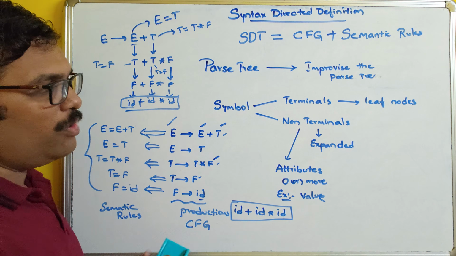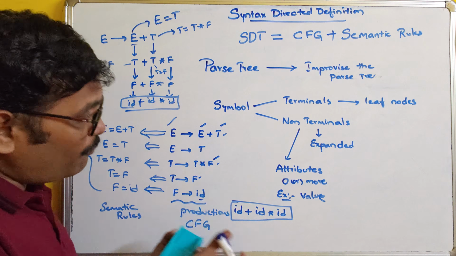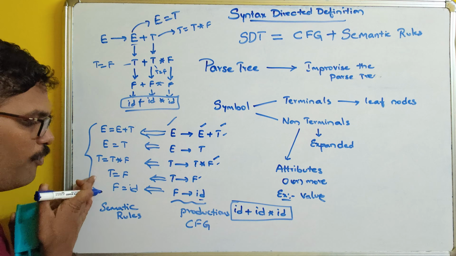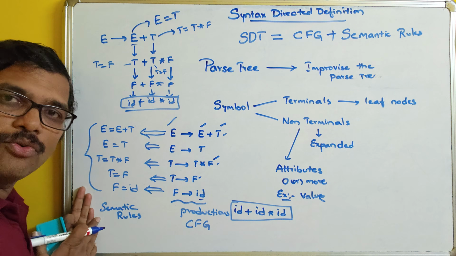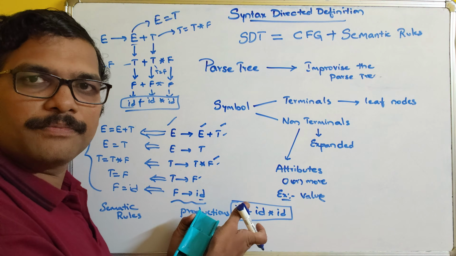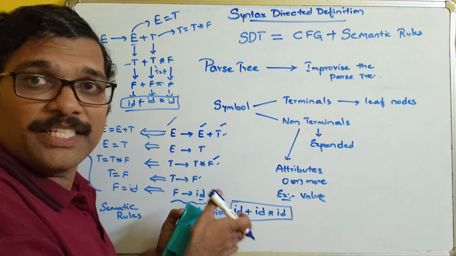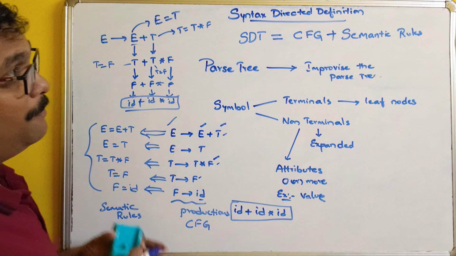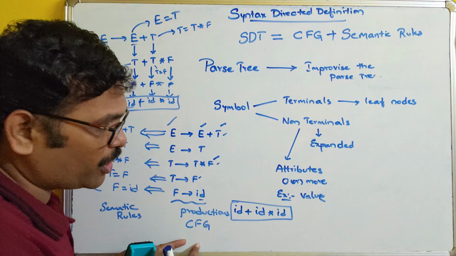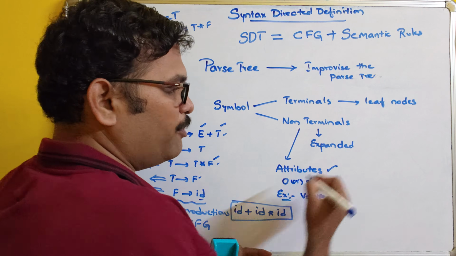Okay, so in order to evaluate this kind of expression, what do we have to do? With the help of these productions and the corresponding semantic rules, we have to calculate the expression. So this is what happens here. Now, for applying these semantic rules on the productions, we have to find out the attributes.